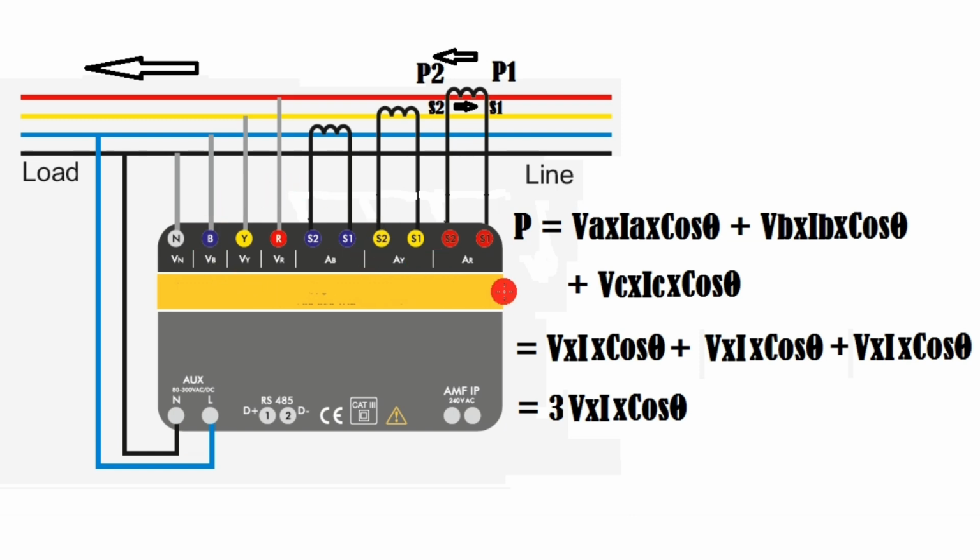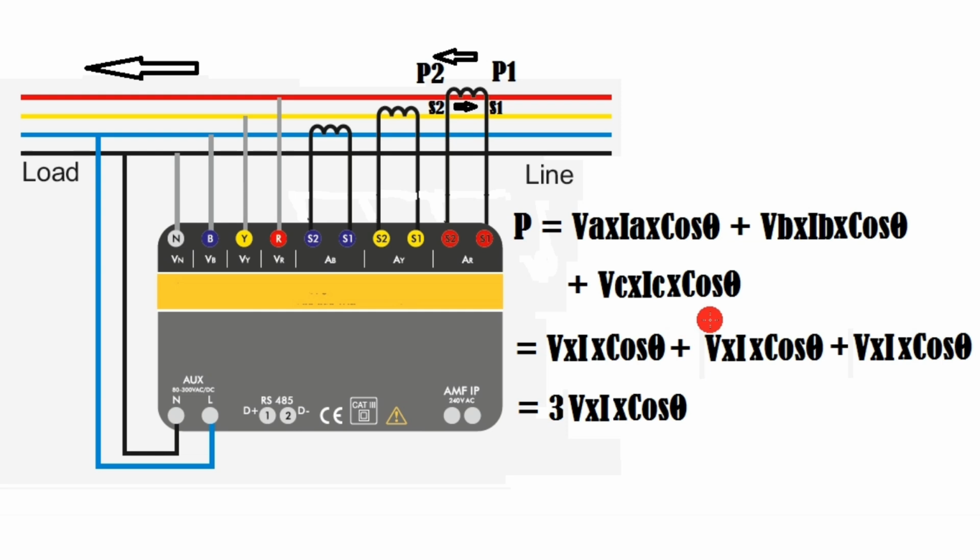So here the reading of total power will be the sum of the three-phase power. Now consider that the power factor angle is theta. So for the red phase, the power will be the multiplication of voltage, current and power factor, that is cos theta. Similarly for the yellow phase, the power will be the multiplication of yellow phase voltage, yellow phase current and power factor, that is cos theta. Similarly for the blue phase, it will be the multiplication of blue phase voltage, blue phase current and power factor, that is cos theta.